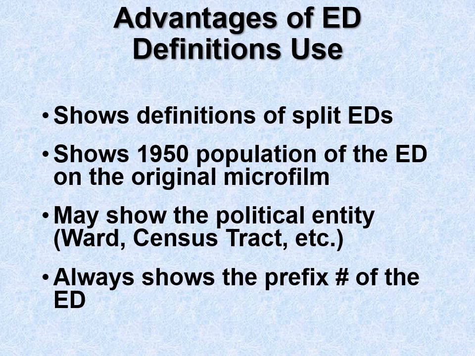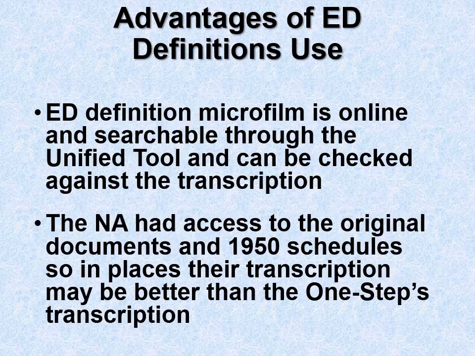So the advantages of ED definitions are that it shows the split EDs. You can see the splits. It shows 1950 population of ED. That's kind of interesting. That's on the film. It may show political entities, and it always shows the prefix number of the ED. The ED definition microfilm is online. We put it online. I expect that the National Archive will be online as well, and searchable through the Unified tool and can be checked against our transcription.